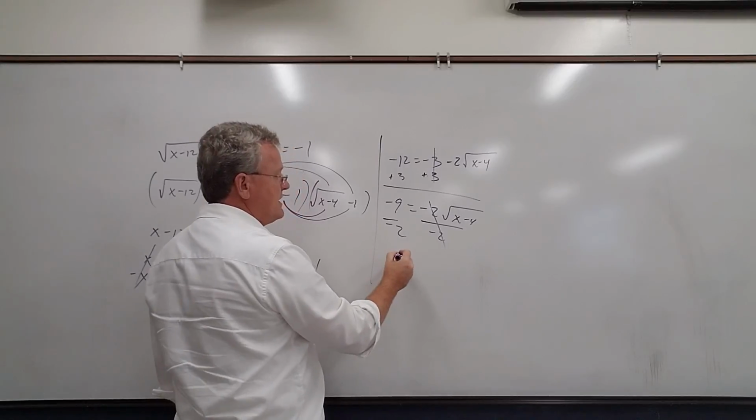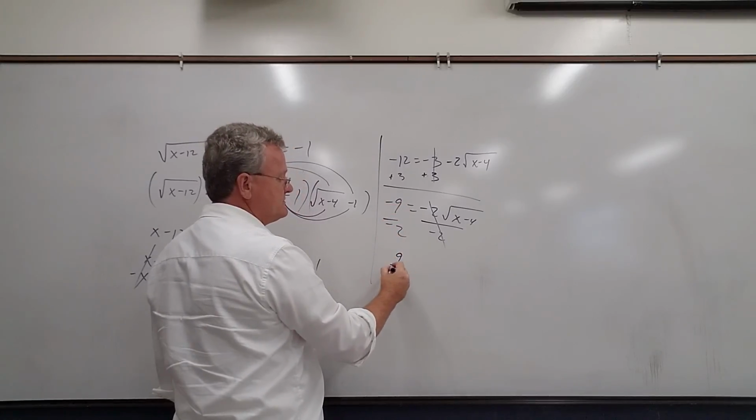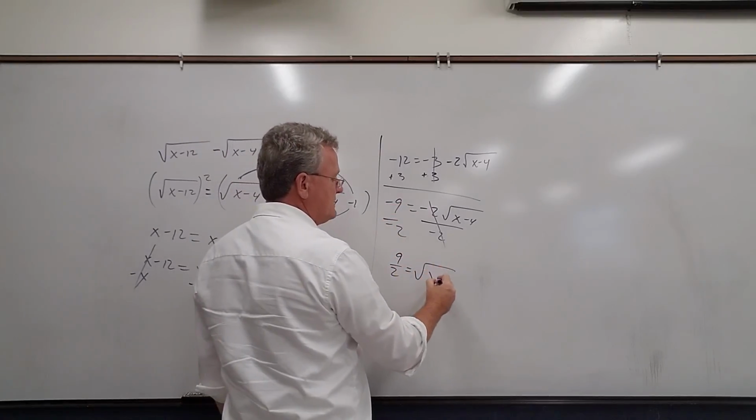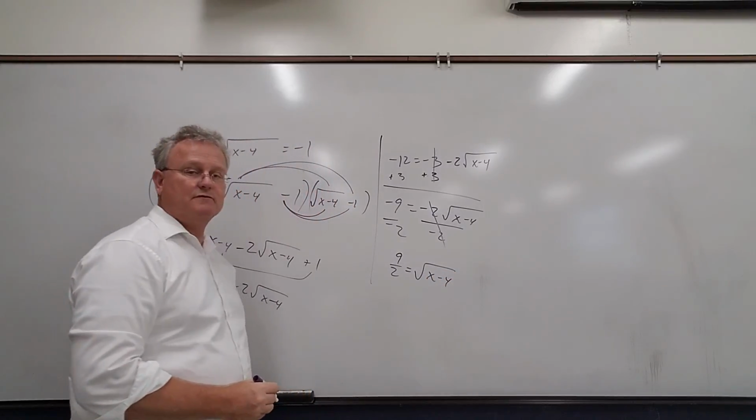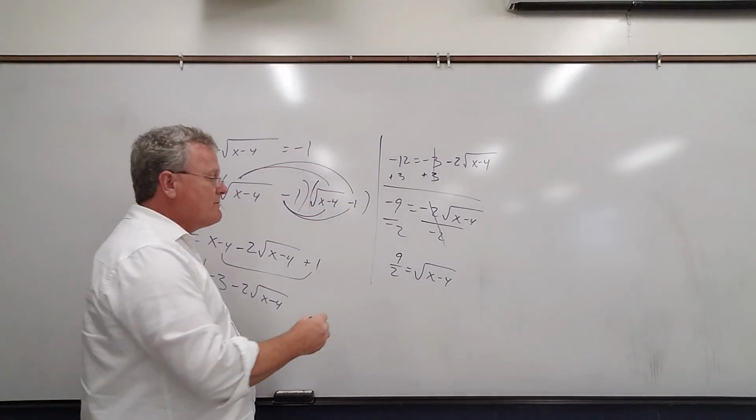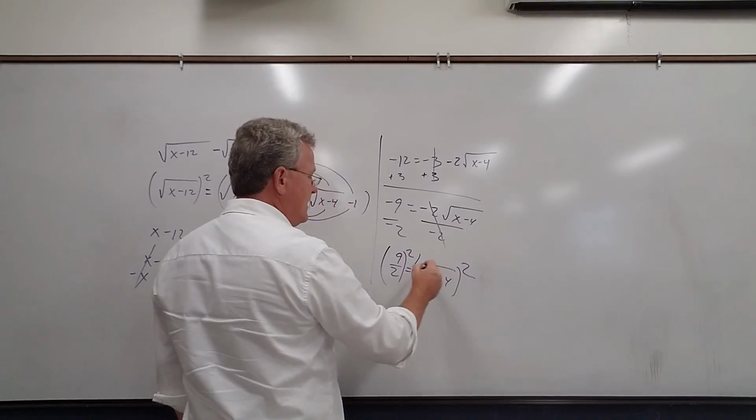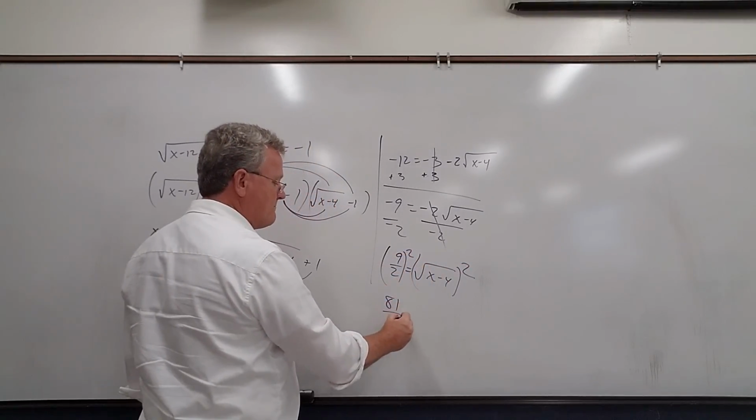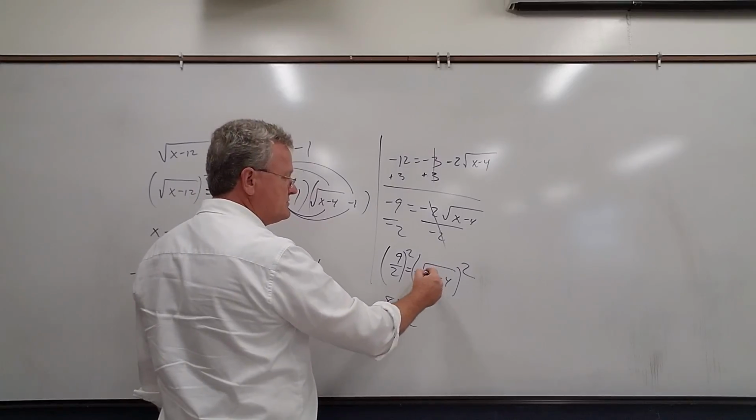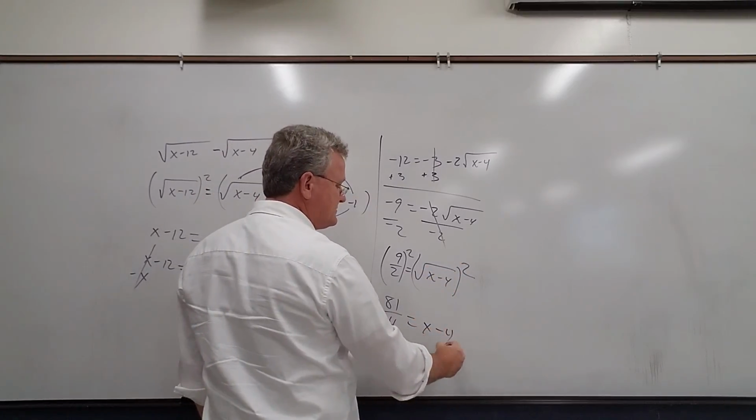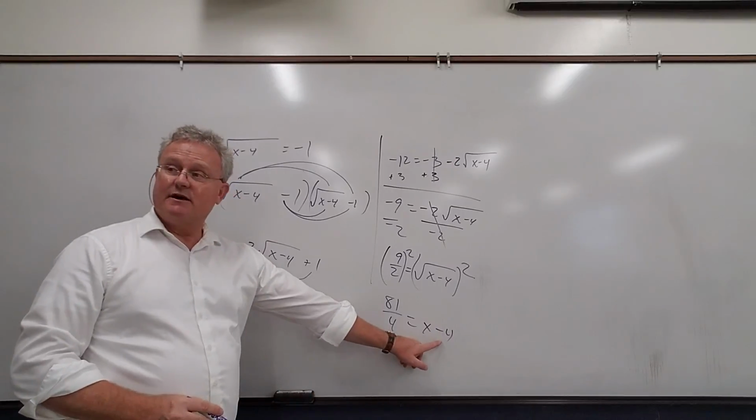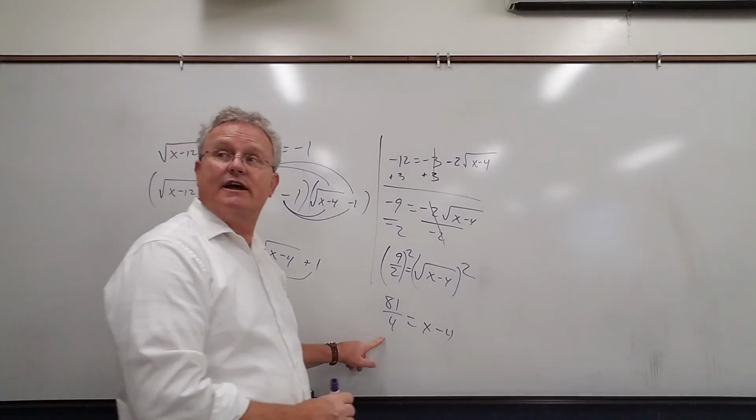All right, so now let me divide both sides by negative 2. Those cancel, and a negative over a negative is a positive, and that equals the square root of x minus 4. So we now square both sides, and we get 81 over 4 equals, squaring a square root, they cancel. And the last step is to add 4 to both sides.